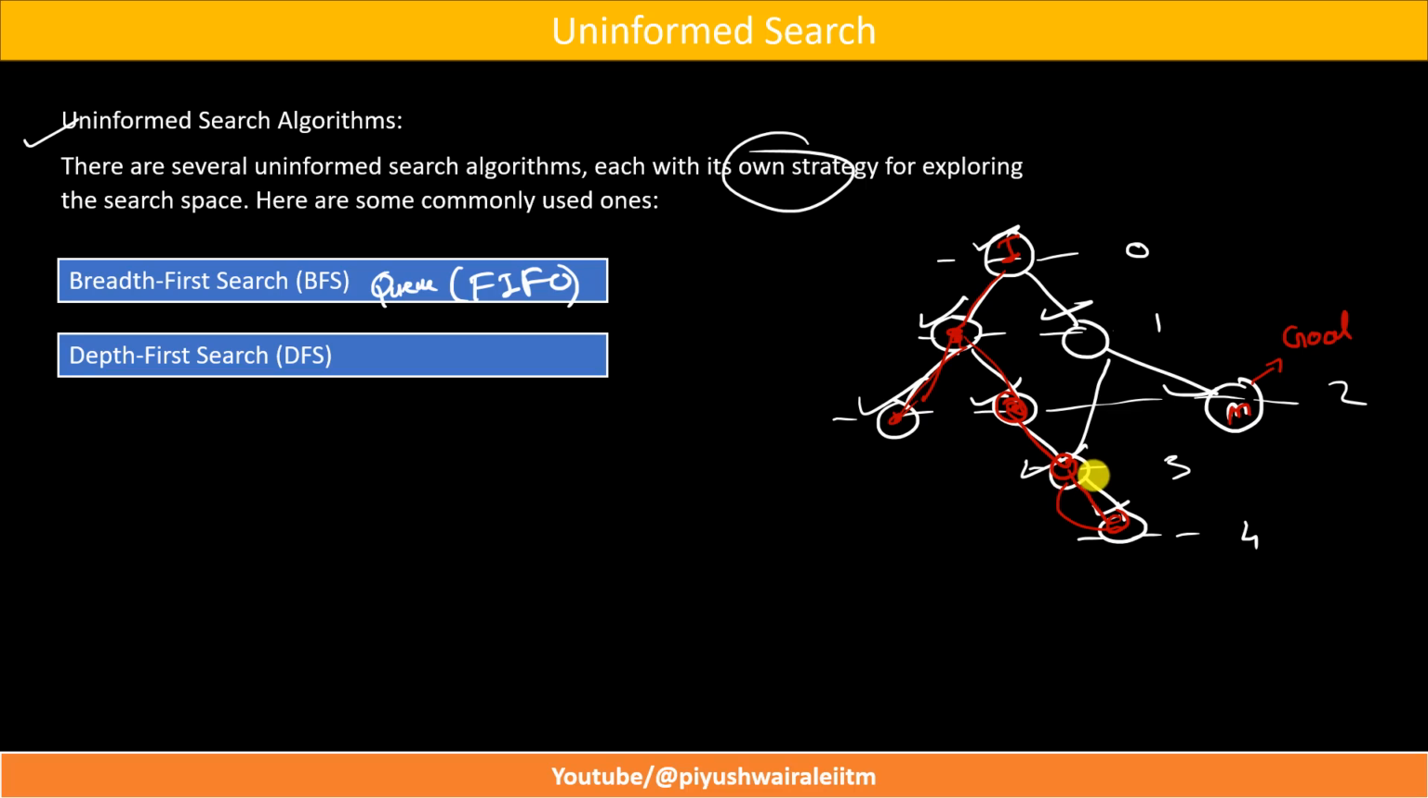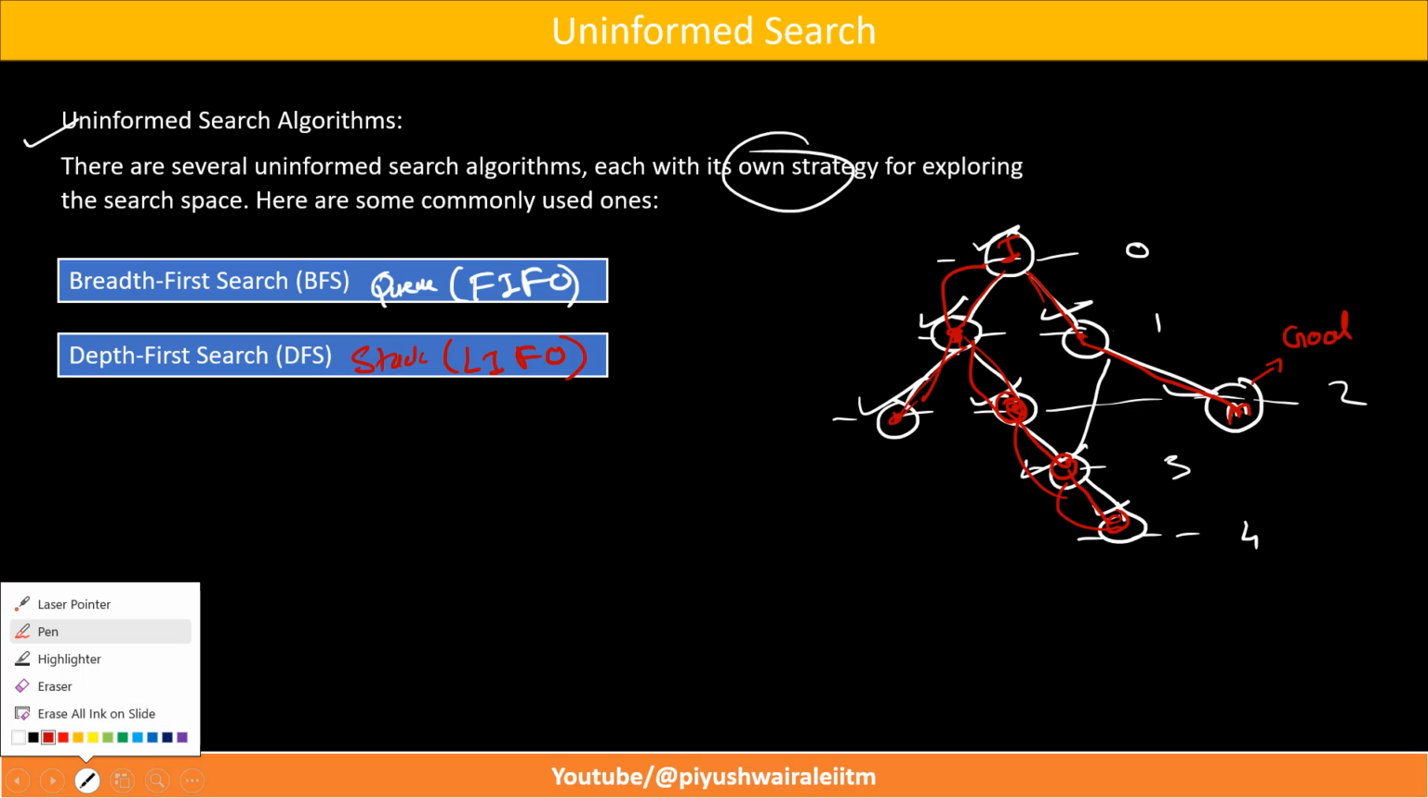From that, can we explore any other node? No. From that, no. From this, no. But from this, yes, I can go for this particular node. Then I will go in this direction like this. So this is how graph traversal works in DFS. Basically, it uses the stack data structure, that is last in, first out. We are going to discuss this in detail.